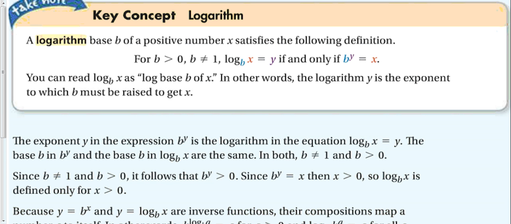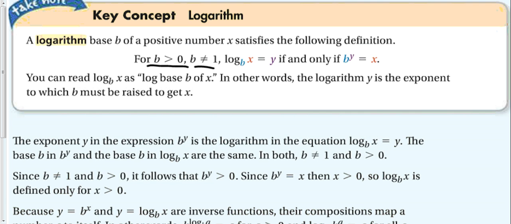So our first concept is a logarithm. A logarithm of a base b is a positive number x that satisfies the following definition. So for b bigger than 0, this is important right here. B must be bigger than 0, and b is not equal to 1. That little base right down there, that's what we call a base, has got to be bigger than 0, and it can't be 1. And the way this works is that b to the y power is equal to x. The opposite of that is this logarithm right here. You read it as log base b of x.